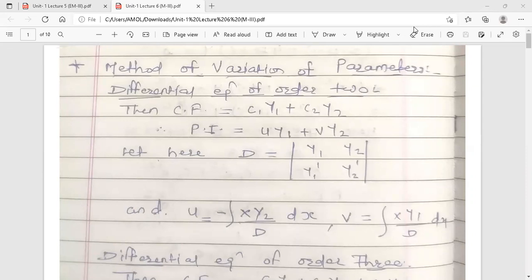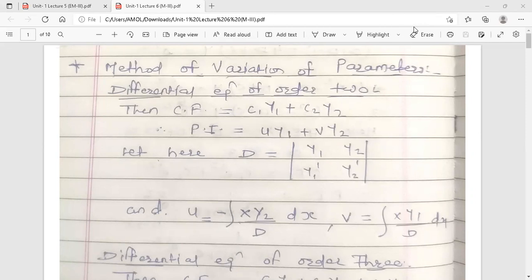Today's topic is the method of variation of parameters, meaning the VP method. This method is used to find the particular integral. This is the third method to find the particular integral. Already we have discussed two methods, the first one the general method and the second one the shortcut method to find the PI, the particular integral, meaning the remaining half of the solution of the LDE. Now the third method is the method of variation of parameters.